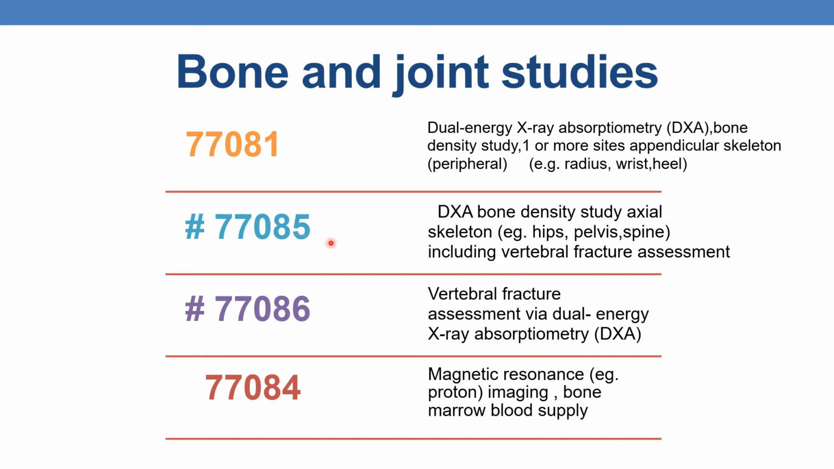And do not report 77086 in conjunction with 77080 and 77085. Now coming to the next code, 77084. It deals with magnetic resonance imaging, for example proton imaging, bone marrow blood supply, etc.